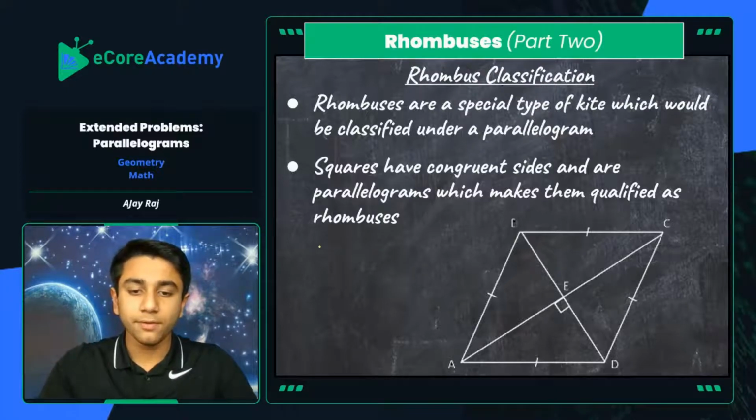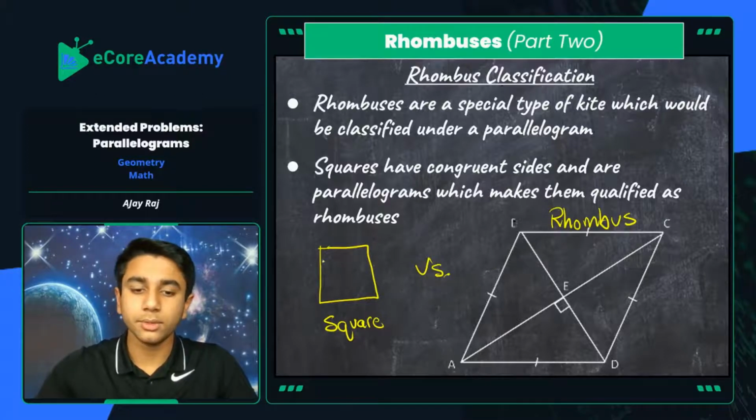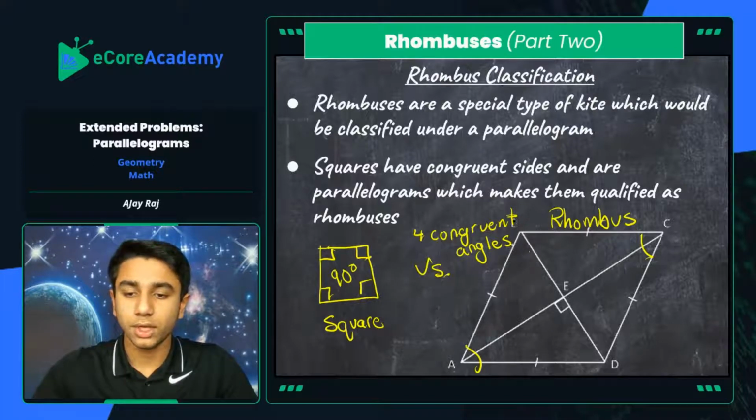So this is your given parallelogram here. And like I said before, if you have a square here, like I'm drawing out here, the only difference between your square and your rhombus is that the angles are congruent. So it's going to have 4 congruent angles, and these are all going to be 90-degree angles. And these guys are going to have opposite congruent angles.